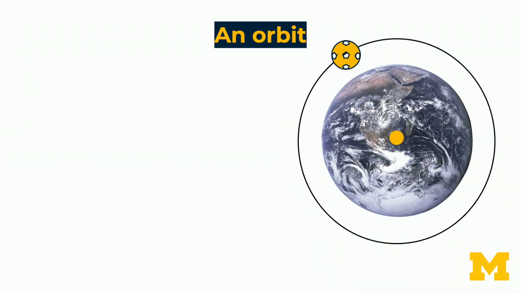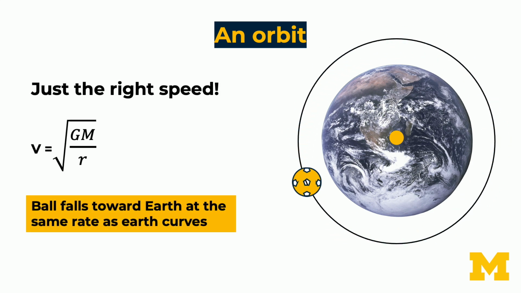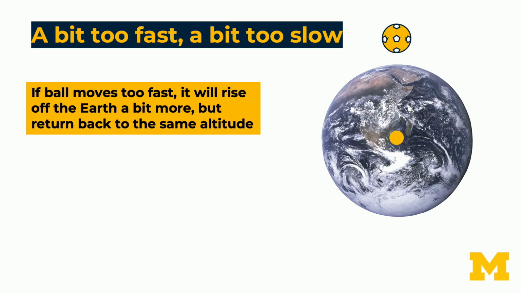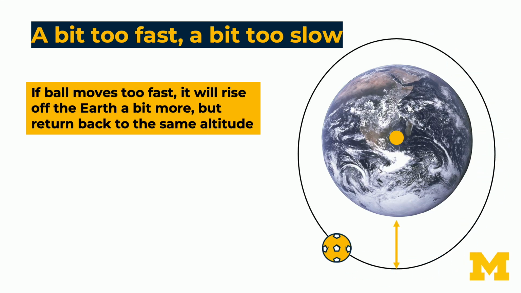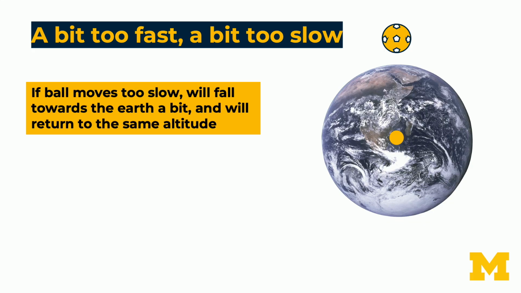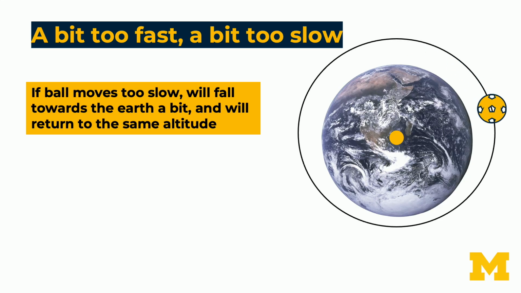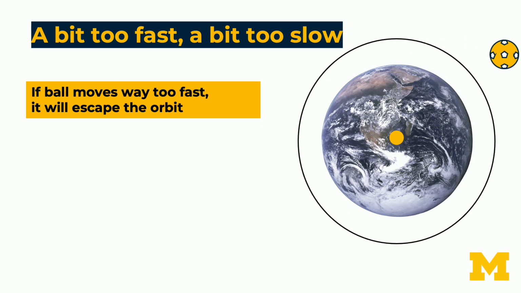So an orbit is the thing moving horizontally at just the right speed to make it so it constantly misses the Earth. So if the ball is moving a little bit too fast, that means that the ball will go a little bit higher at one part of the orbit and it will come back lower at the other part of the orbit. If the ball is moving a little bit too slow, it will come towards the Earth down below and then it will come back up to its original spot. If it's moving way too fast, it will just escape the Earth.